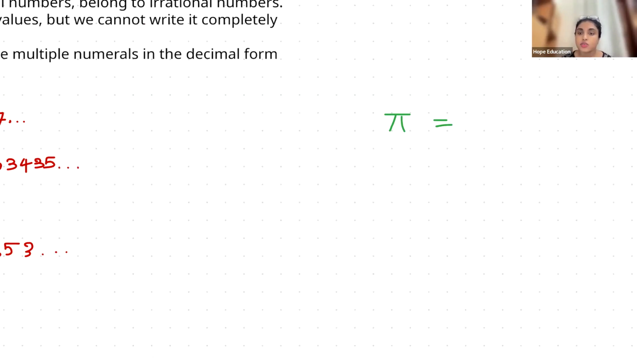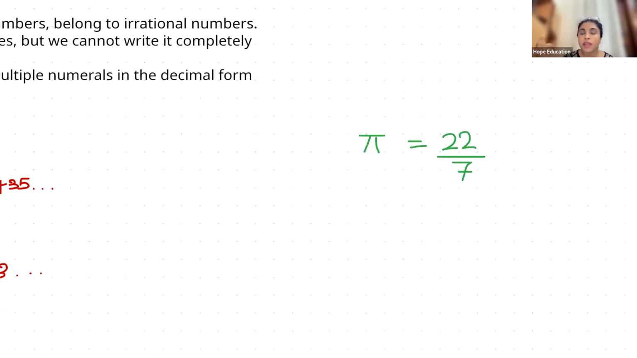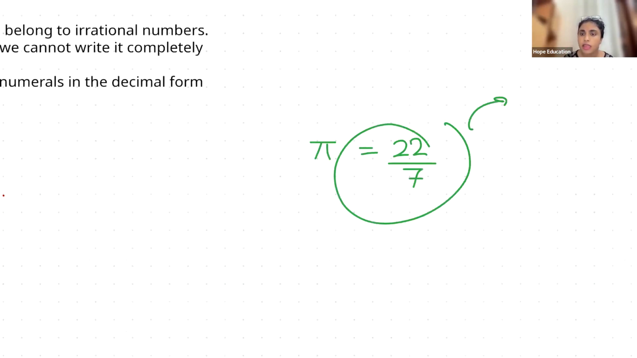It is 22 over 7. So now this is a fraction with a numerator and a denominator. Both the numerator and the denominator are integers and the denominator is not 0. So this should actually be a rational number, right? Irrational number. So this should actually be a rational number.